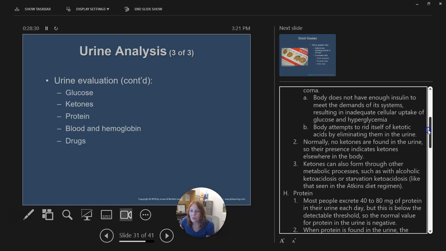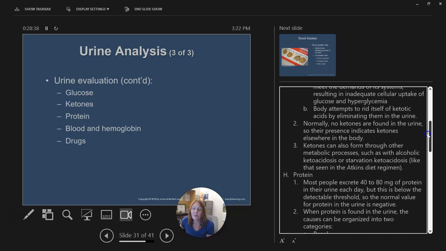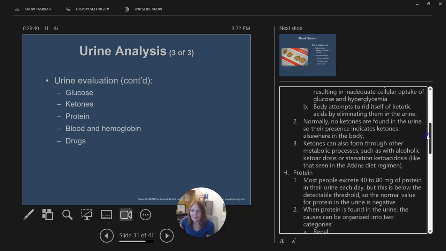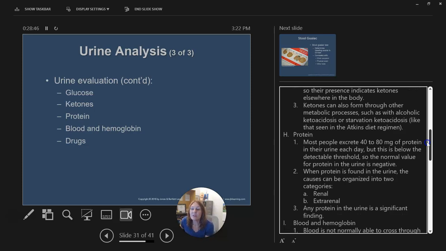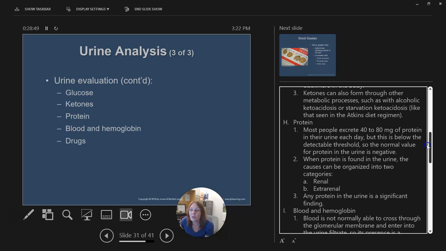Ketones can also form through other metabolic processes such as alcoholic ketoacidosis or starvation ketoacidosis, like those that we saw in people that were on the Atkins diet phase. Most people excrete about 40 to 80 milligrams of protein in their urine each day. That's pretty normal. This is usually below the detectable threshold. So the normal value for protein in the urine is generally negative.